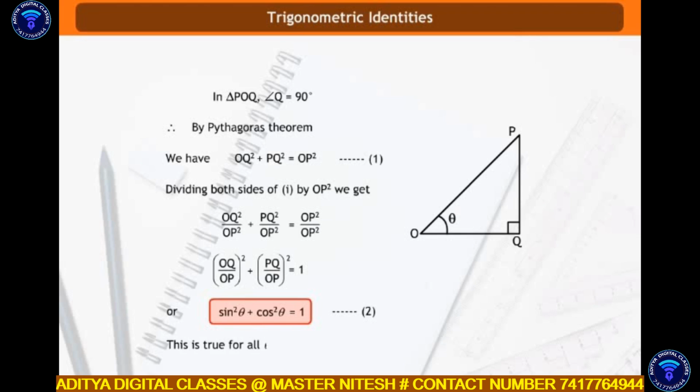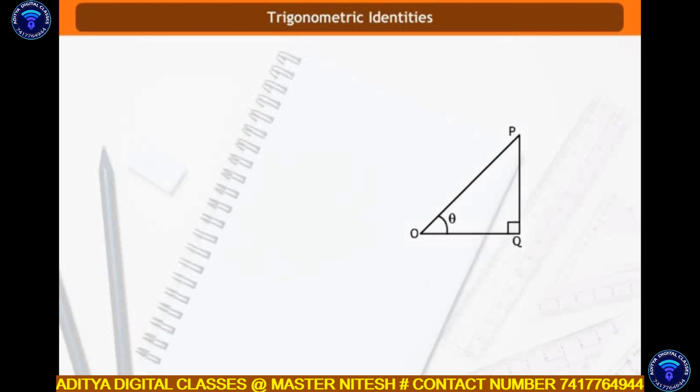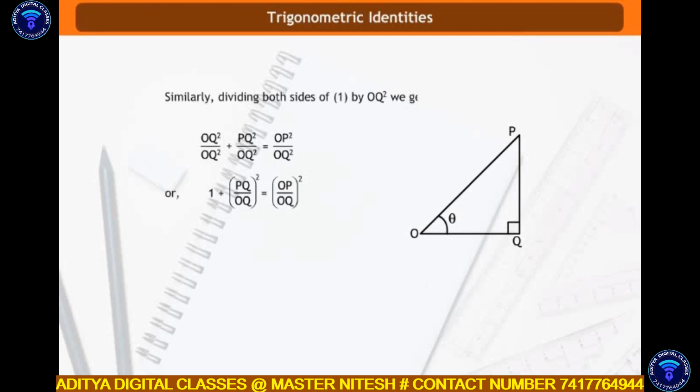This is true for all θ such that θ is less than or equal to 90 degrees and greater than or equal to 0 degrees. So this is a trigonometric identity. Similarly, dividing both sides of equation 1 by OQ², as shown, we get 1 + tan²θ = sec²θ. Let it be equation 3.